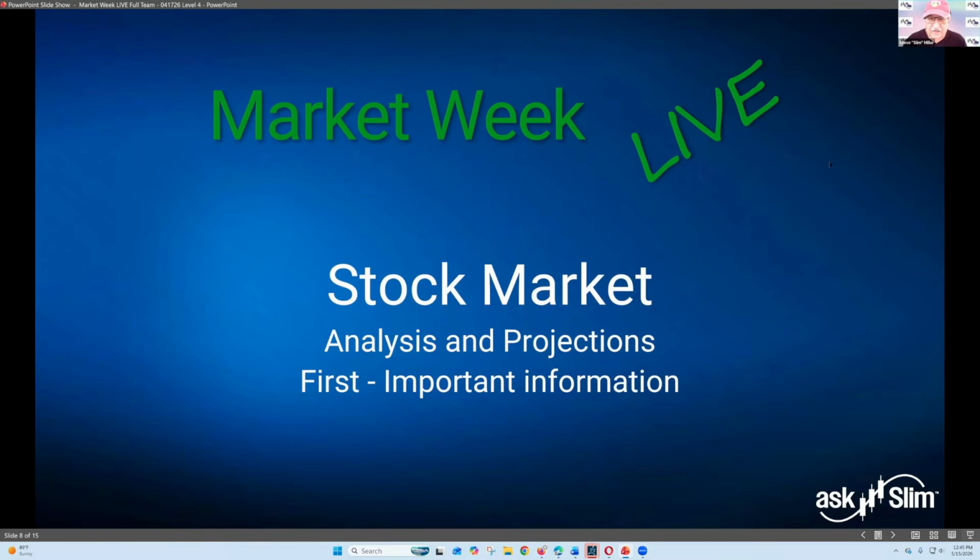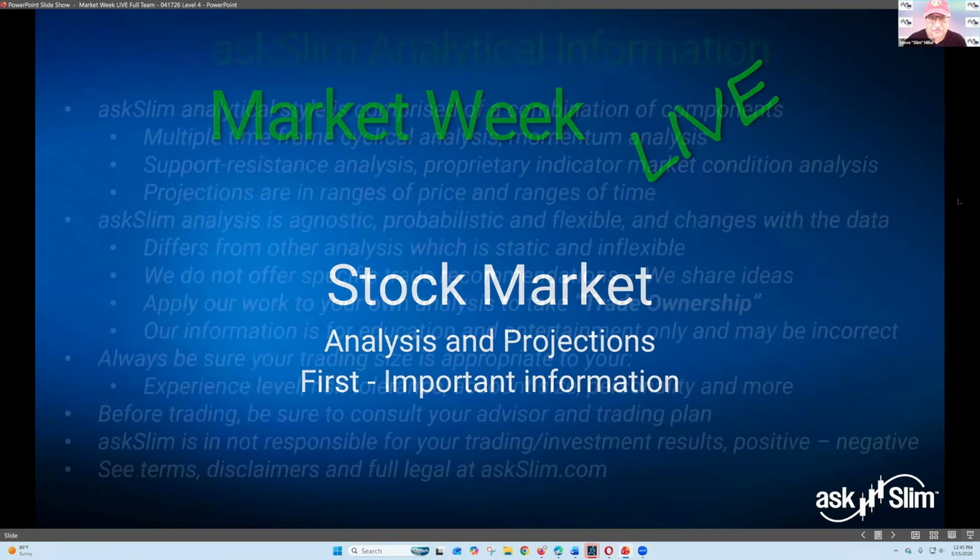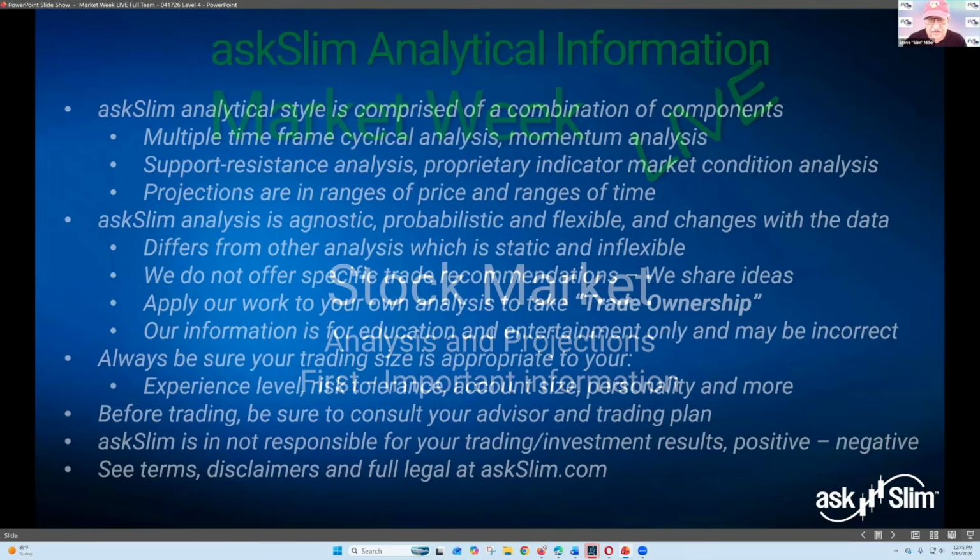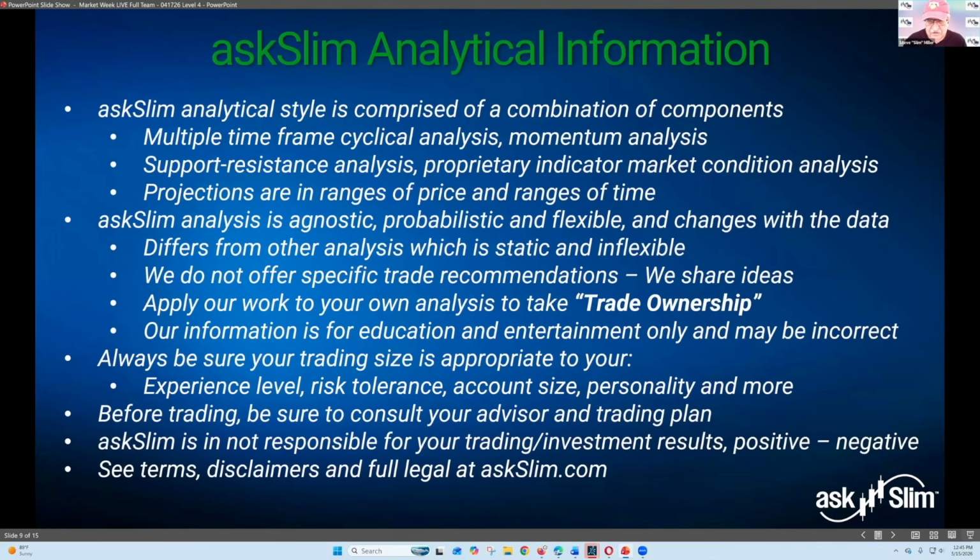Stock market analysis and projections. First, this important information. Make sure you read this slide. It tells you about our approach to analysis and how you use that.